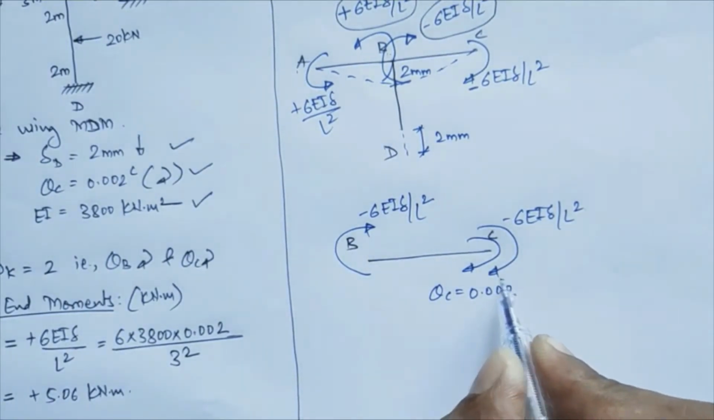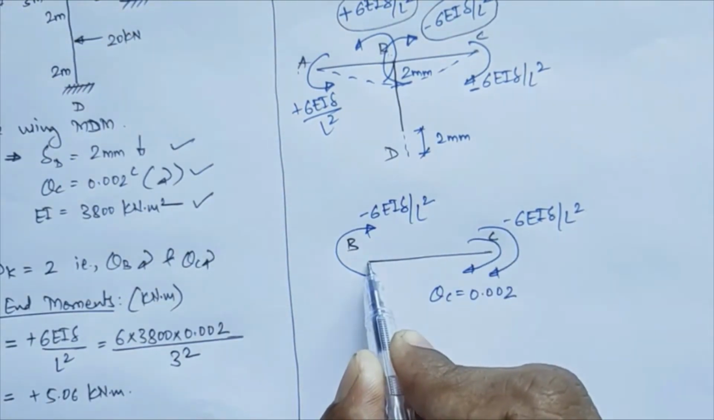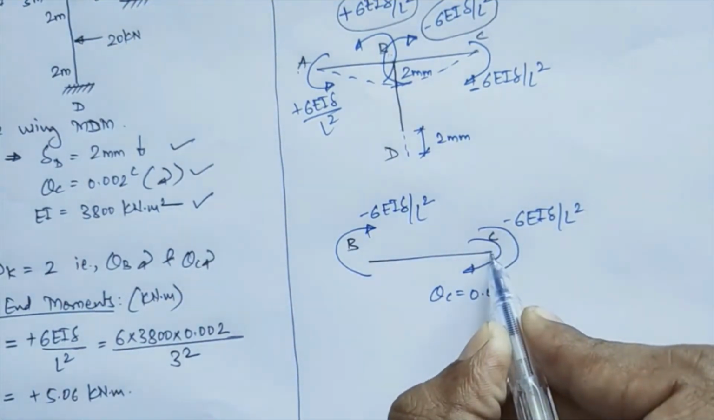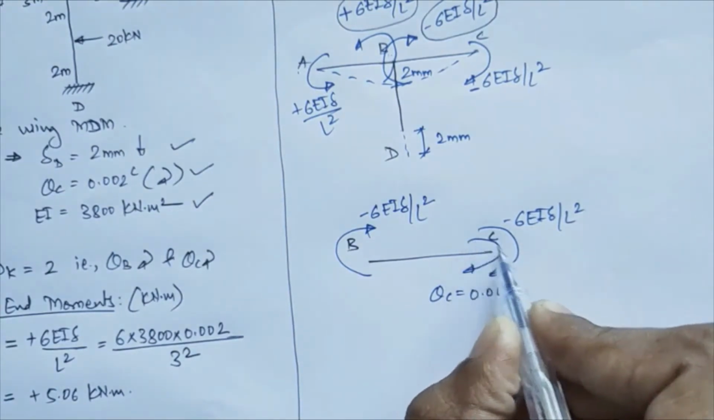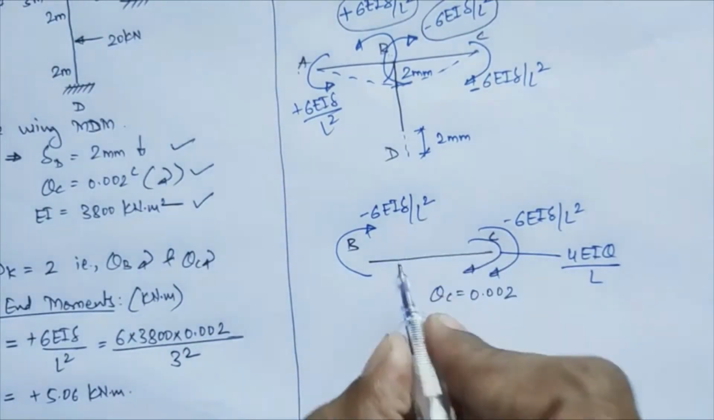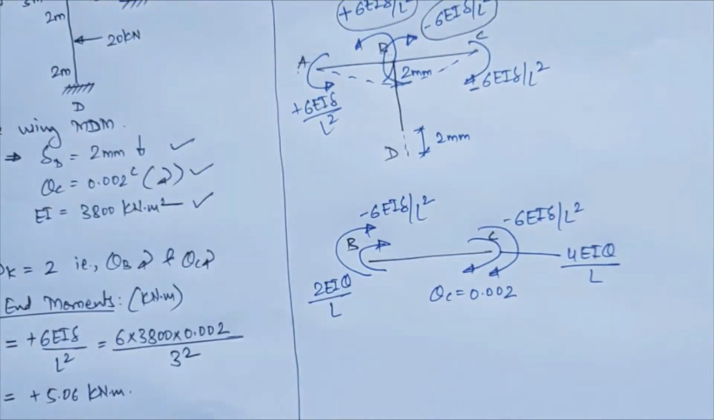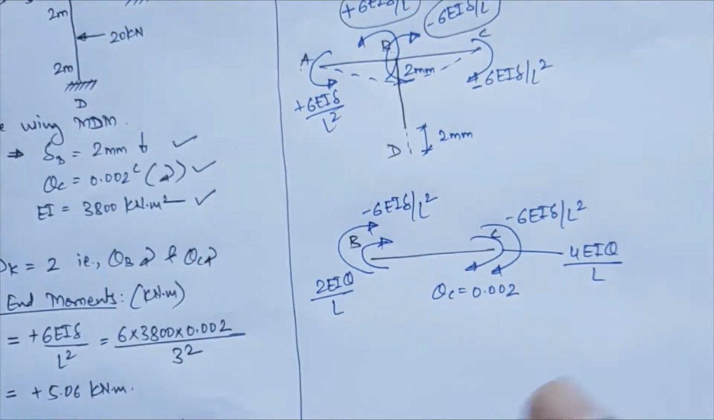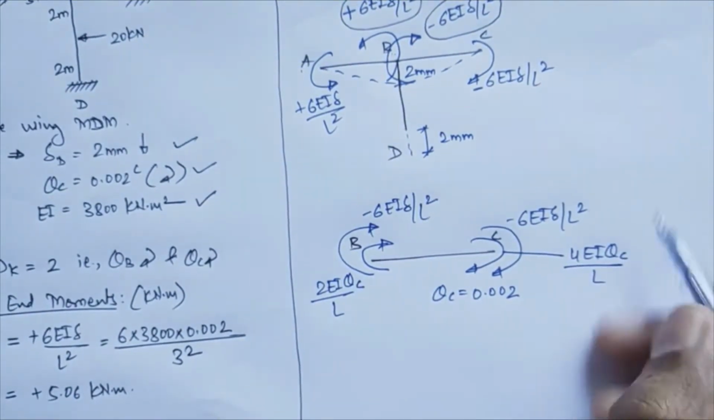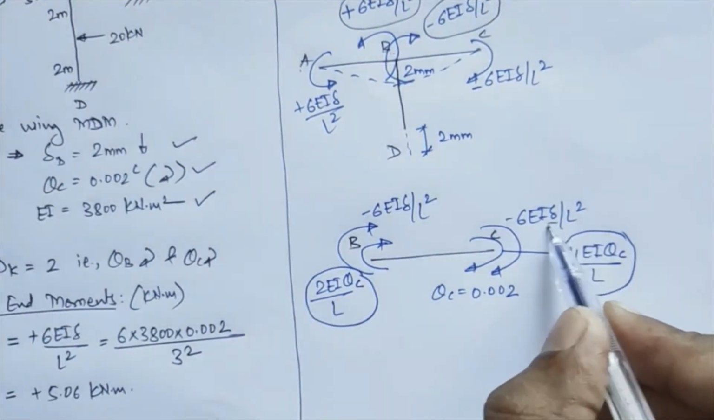So whatever value is coming at point C, half of the value will occur at point B also, because for this joint C, this theta C will be treated as the near end joint. So the rotation at the near end will be equal to 4EI theta upon L, and whatever value you get at the far end will be equal to 2EI theta upon L. These values you have to substitute, and this theta will be equal to theta C. So you have these values in addition to the delta values.